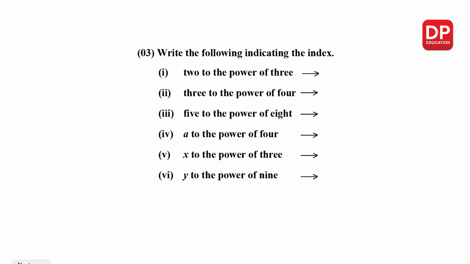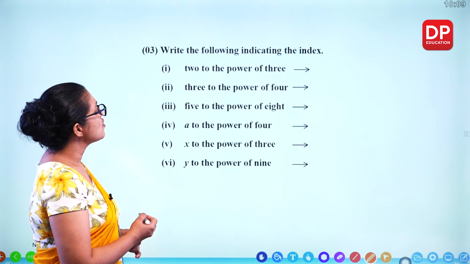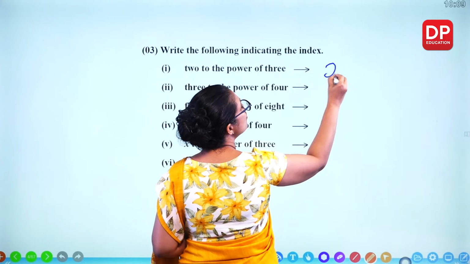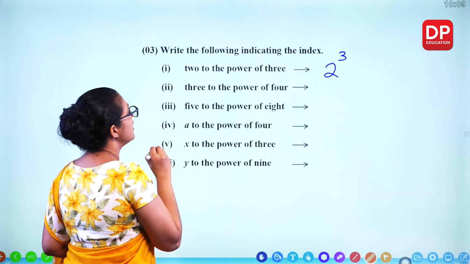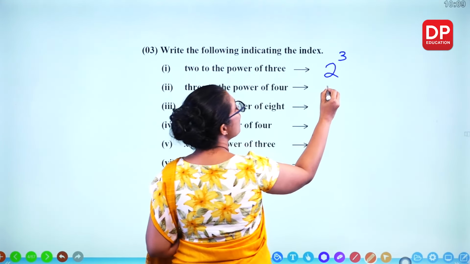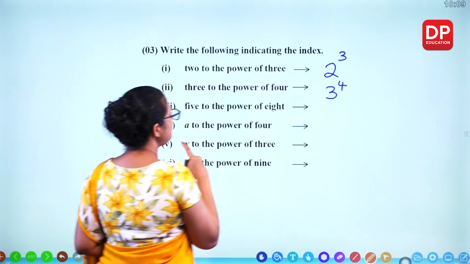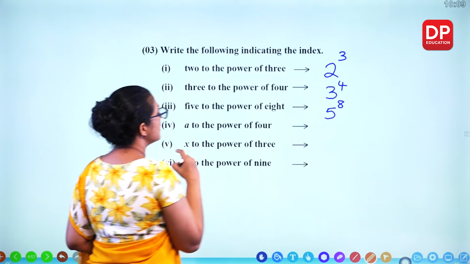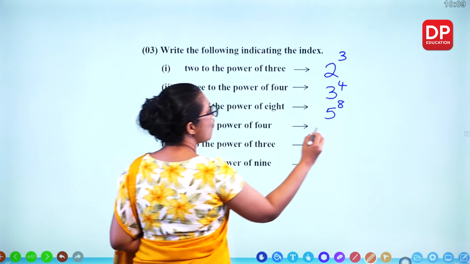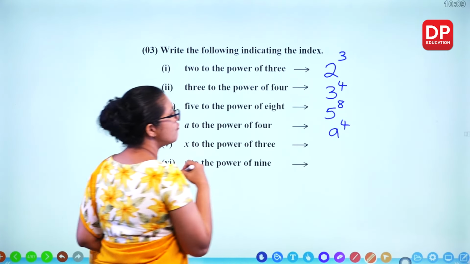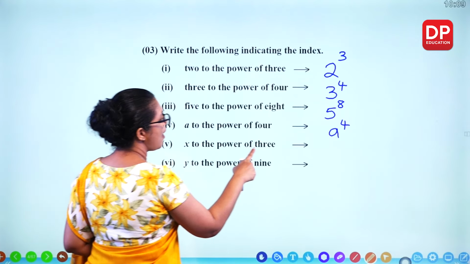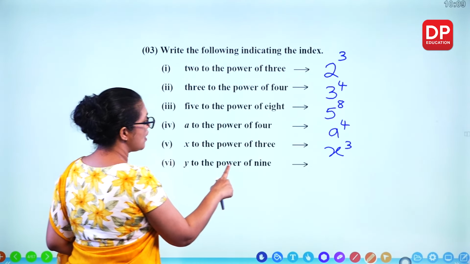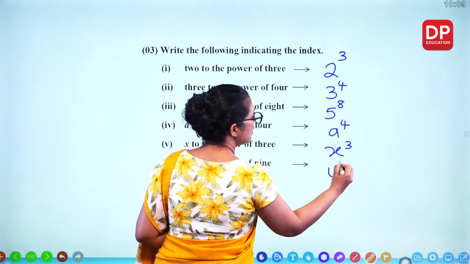Write the following indicating the index notation. 2 to the power of 3. 3 to the power of 4. 5 to the power of 8. 8 to the power of 4. X to the power of 3. Y to the power of 9.